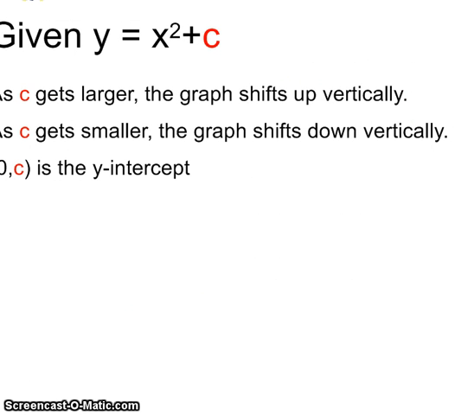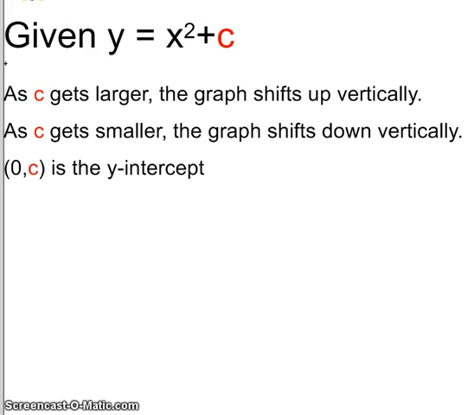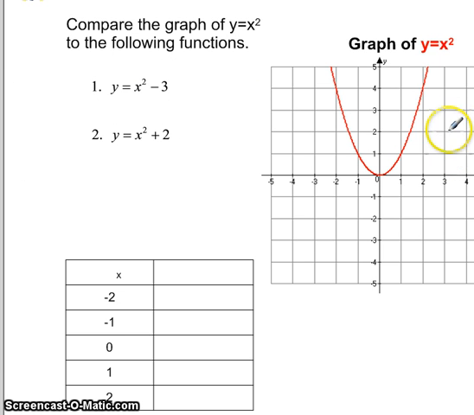Another parameter change is this one right here. Given y equals x squared plus c, as c gets larger, the graph shifts up vertically. As c gets smaller, the graph shifts down vertically. And another thing we want to realize here is that c is actually your y-intercept. Let's look at a few examples. I've given you the original graph of y equals x squared, and we're going to compare this to y equals x squared minus 3.